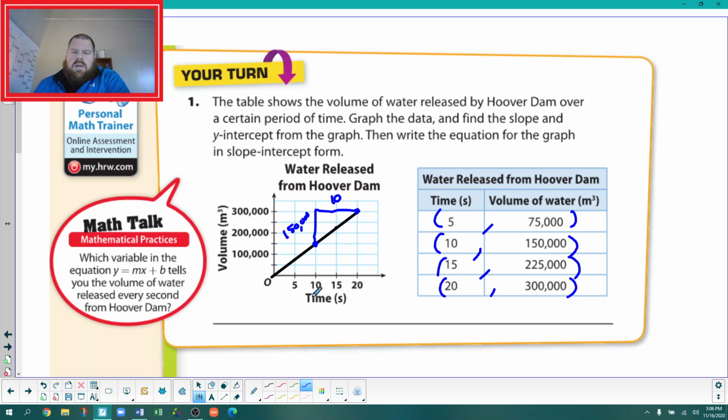Okay. And so we can write that slope as 150,000 over 10. Okay, now what does that mean? Or what does that reduce to? Well, since we're dividing by 10, that's like just getting rid of a zero. Okay, just getting rid of a zero. So we have 15,000.